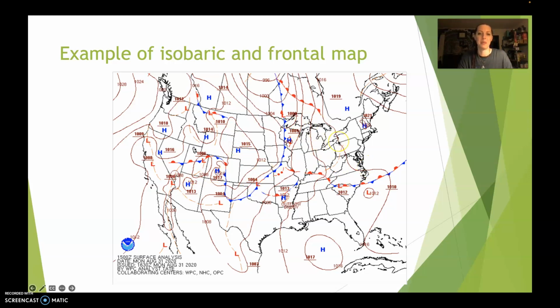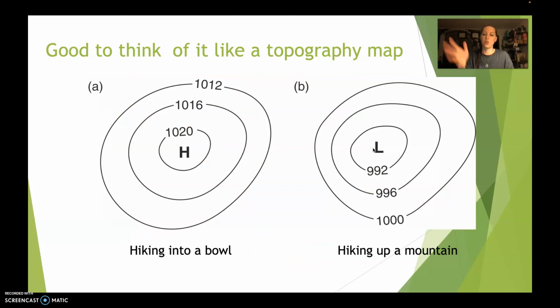But here's an example of something that we may look at in class. What's interesting with pressure maps is you can think of them like topography maps. Even with contours in general, a way you can think about it, again, is that contours a little bit closer together indicate a tighter gradient or a steeper hill. And when they're further away, that means a lower gradient, so a less steep hill.